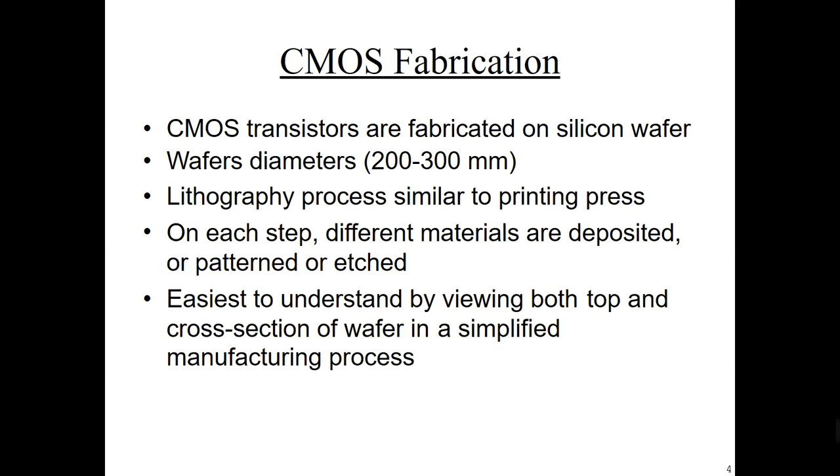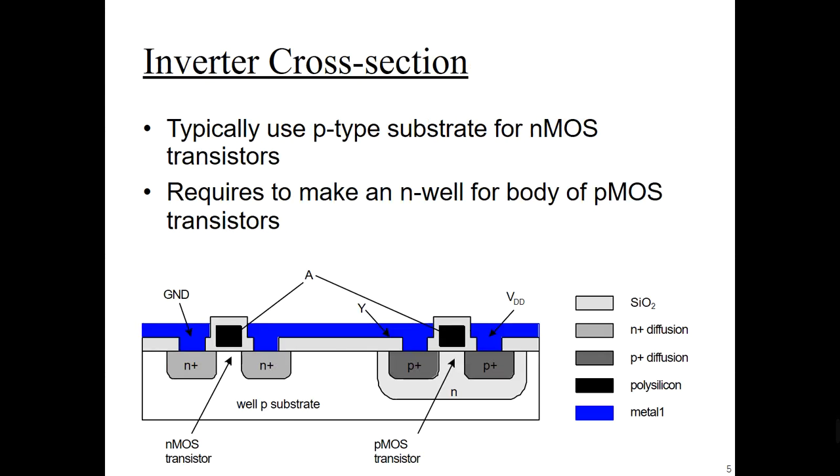Coming to the different types of wafer diameters, the lithography process is similar to a printing press, and at each step different materials are deposited. It is easiest to understand by viewing both the top and cross sectional view of a wafer. Coming to a simple example, the inverter cross sectional view: in this case we typically use a p-type substrate for the NMOS transistor, and we need to make an N-well for the body of the PMOS transistor.